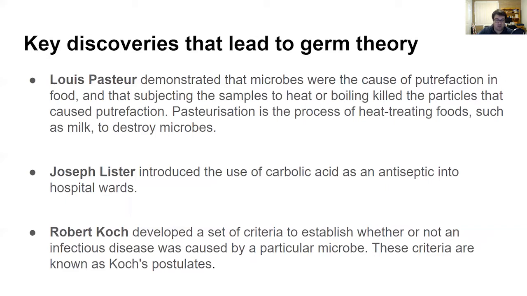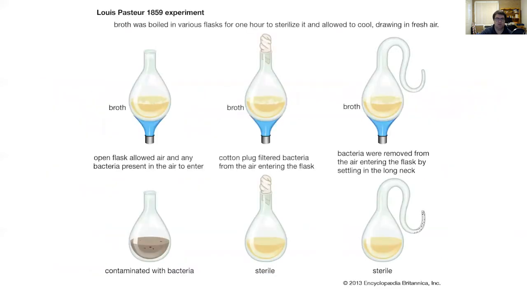And we had Robert Koch, who developed a set of criteria to establish whether or not an infectious disease was caused by a particular microbe or pathogenic organism. These criteria are known as Koch's postulates. So the image shown just here gives a breakdown of Louis Pasteur's famous experiment.